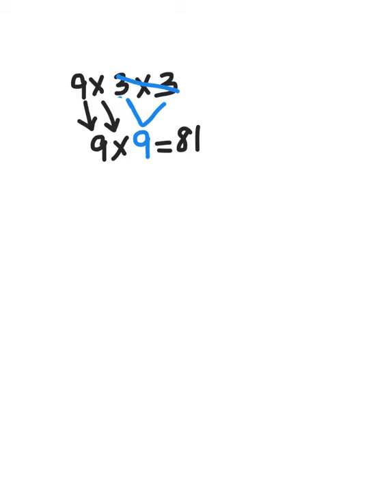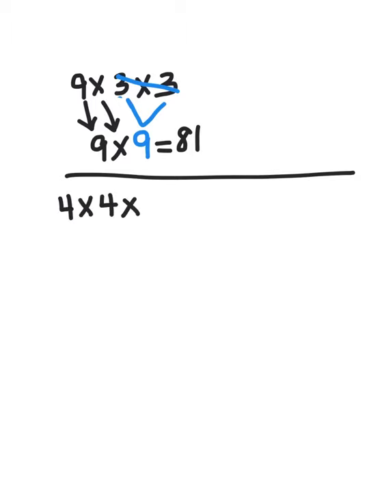Let's do another one like that and see if we can find an easier way or easiest way to do the problem. 4 times 4 times 5. I'm going to write it twice just to show you. 4 times 4 times 5. Now let's do 4 times 4 first. 16. 16 times 5. That's not going to be too easy, is it?